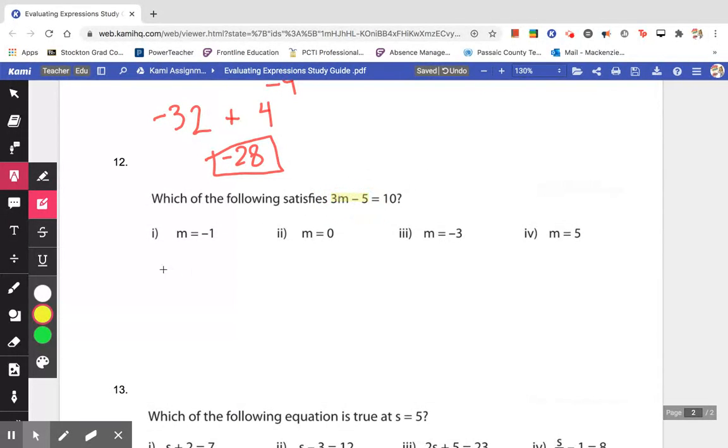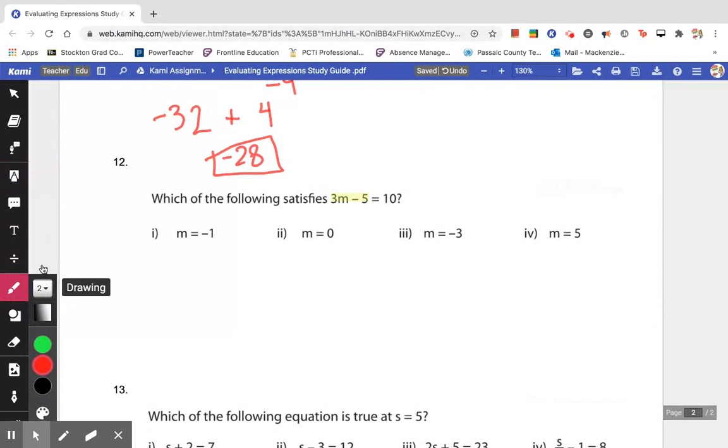So what we're going to do is plug all of these numbers in and see which one of these gives our expression 10 when we plug them in. So I'll show you what that looks like. My first one is m equals negative 1. So I'm going to take the expression 3, but instead of m, I'm going to put parenthesis negative 1, and then I'm going to put minus 5.